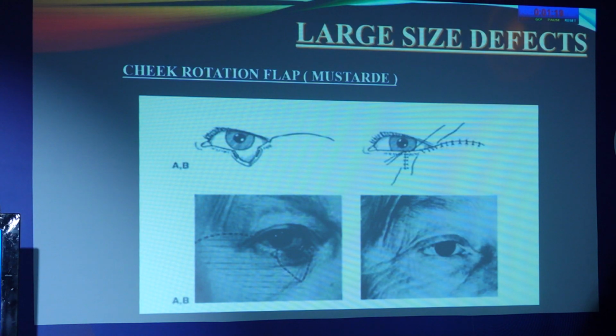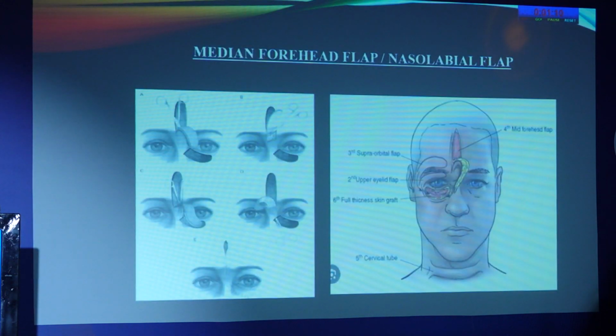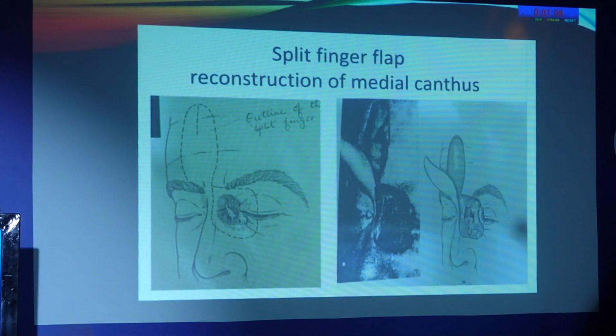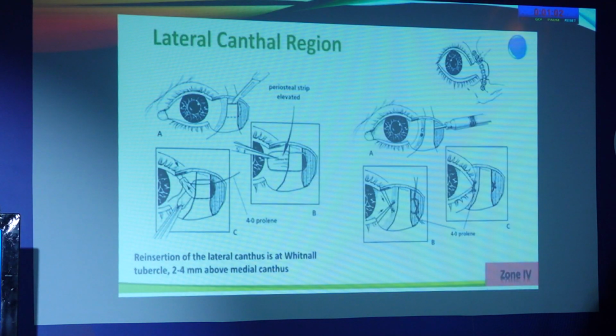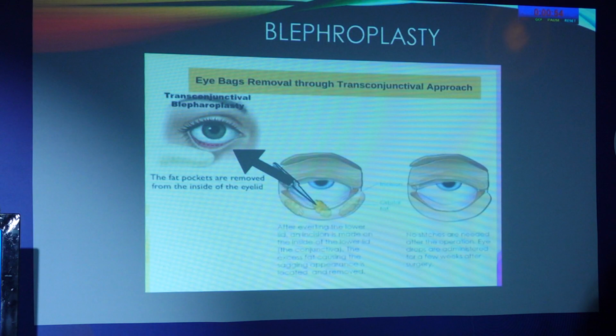Large defects: Mustarde, cheek skin is used. Fricke flap, we use the skin from the temporal side. Median forehead flap, nasolabial, we use the flap from the forehead. Split finger flap: reconstruction of the medial canthus for zone 3 and lateral canthus region for zone 4. Blepharoplasty, in which we do the tightening of the lower skin and remove the excess fat.